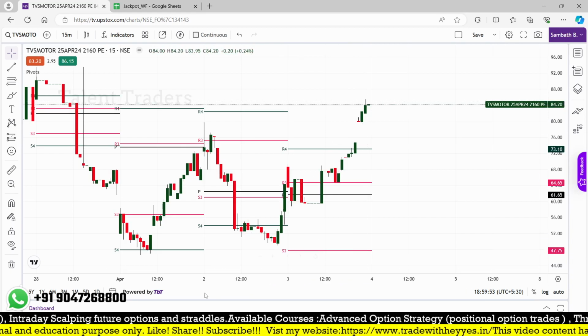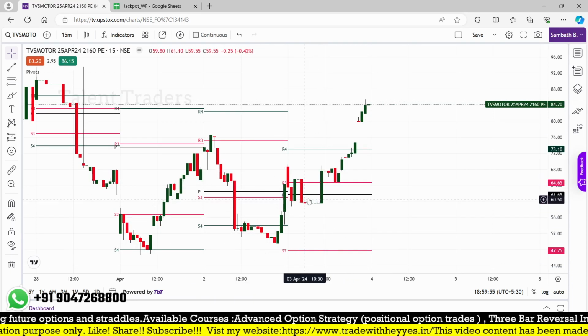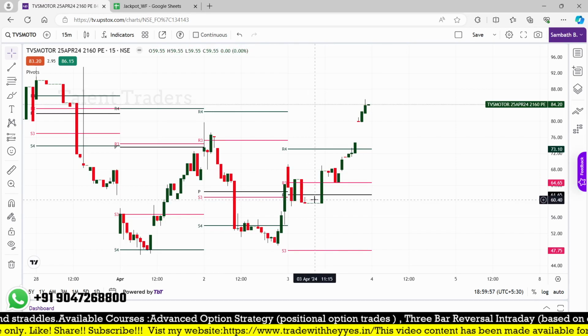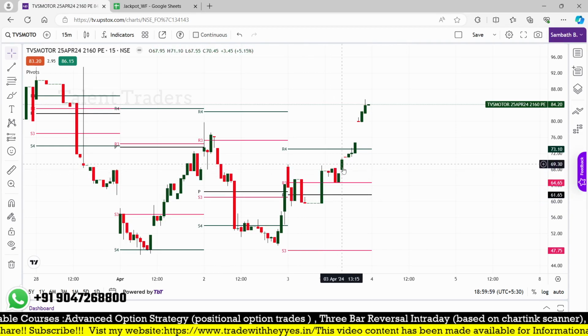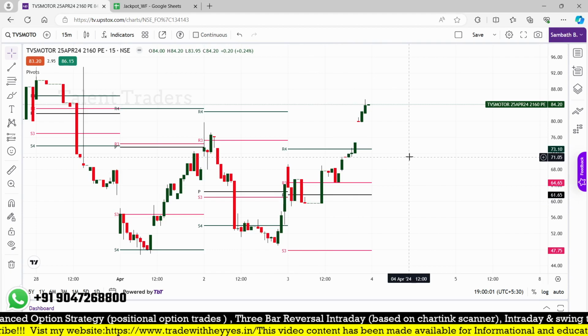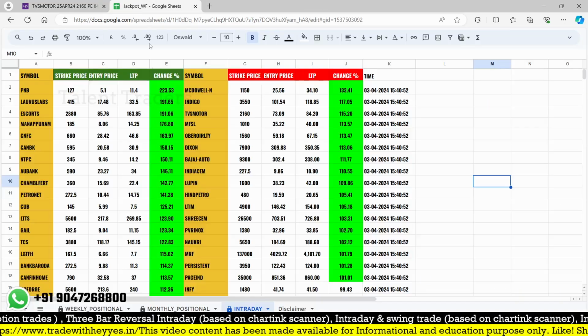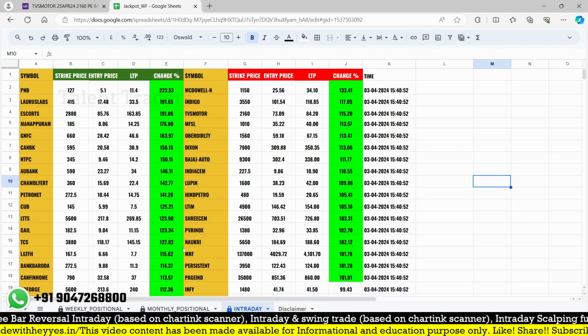But in this case, it is not liquid. You can see there is no trade in the last three 15-minute candles, and after that there is a gap. So before taking a trade, you should look for liquidity in the particular options also. Then it will help you find such good opportunities.